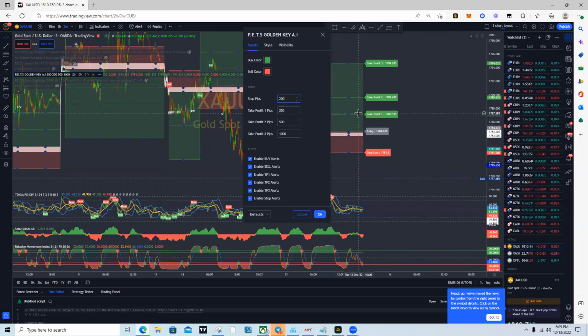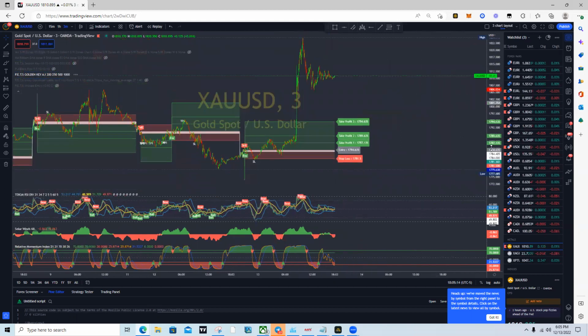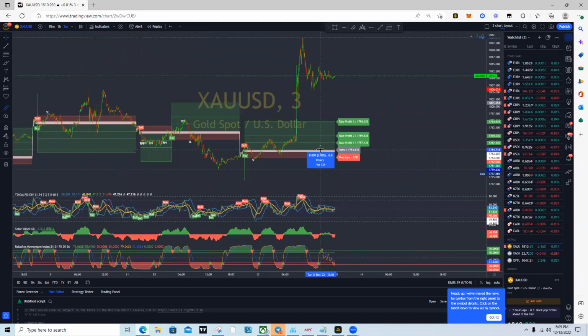Take profit, 25 pips, 50 pips, 100 pips, right? On gold. Notice, ooh, I missed that trade. Lord have mercy. Lord have mercy. What was that? That's 300 pips. That's 400 pips yesterday, man. Woo! And I missed all of it.